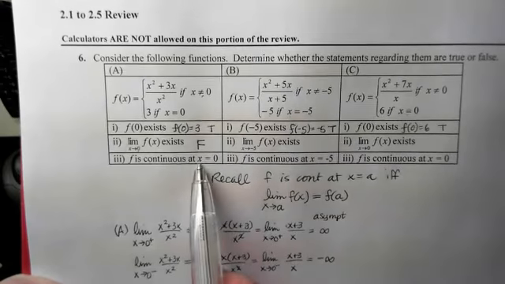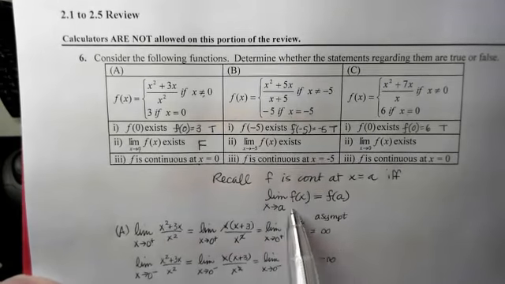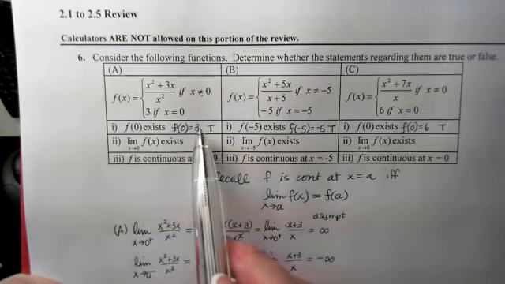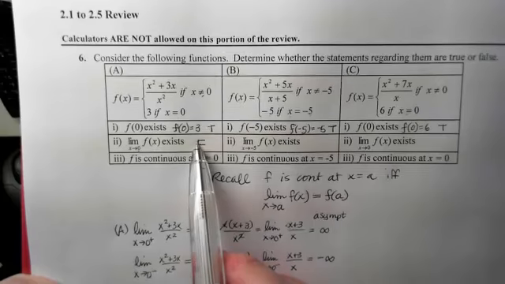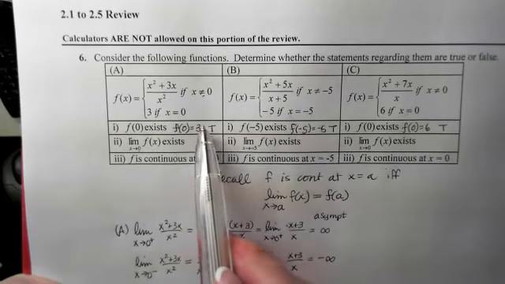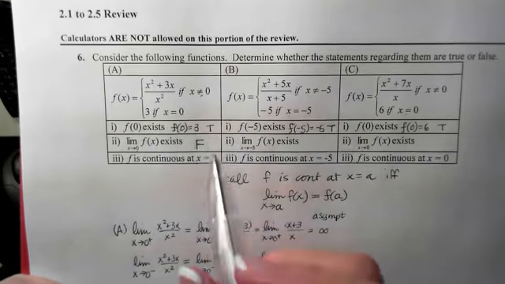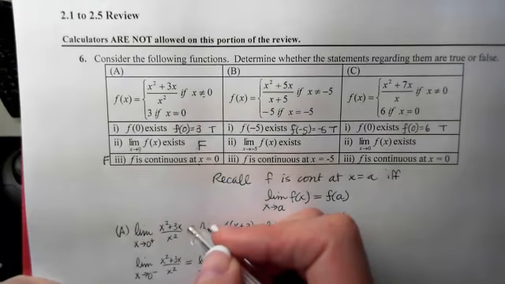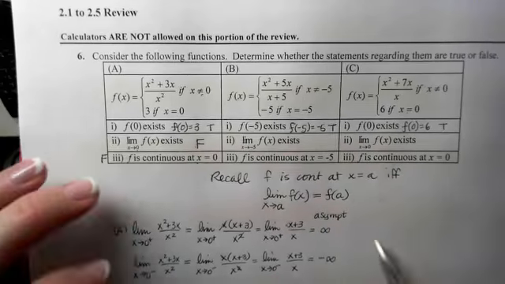Now in order to be continuous, not only does the limit have to exist, but it also has to equal the output. So looking at part A, I don't have a limit existing, so no way could it equal the output of that function. So 3 is false as well. So now let's look at B.